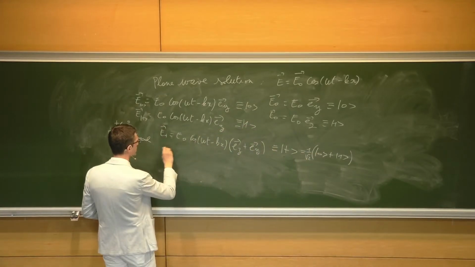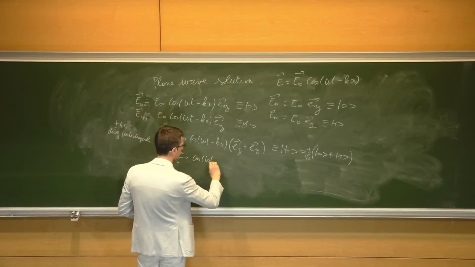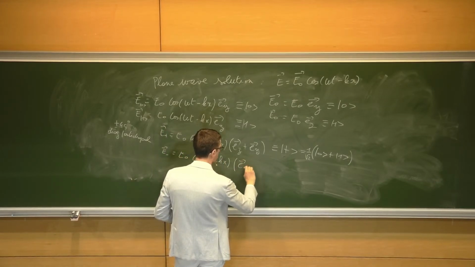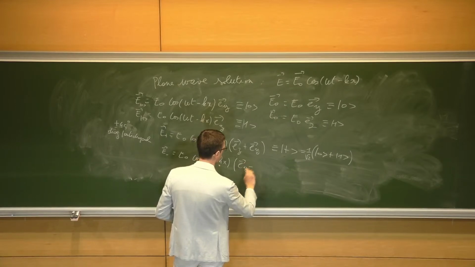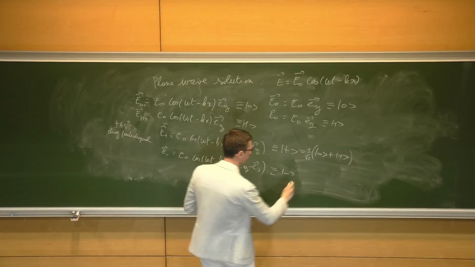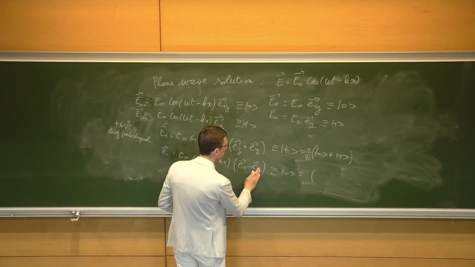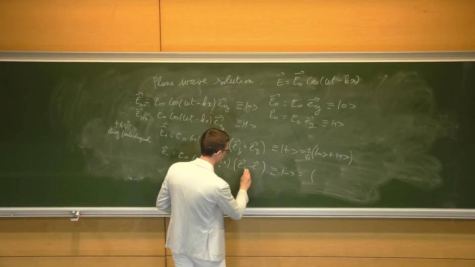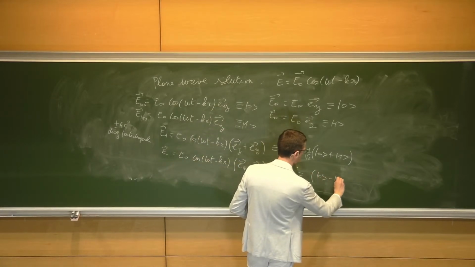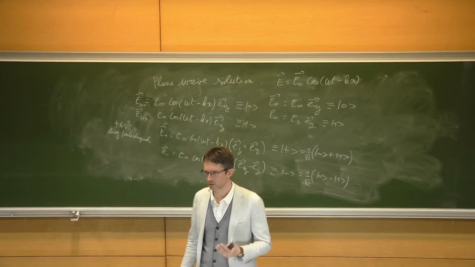Then the E minus would be cos(omega t minus kx), Ey minus Ez, and I can call it the minus state. This would be 0 minus 1, and I would have square root of 2 here again as a normalization factor.